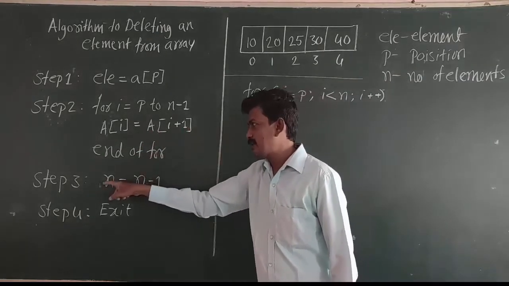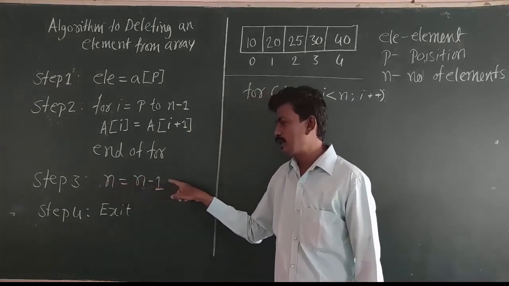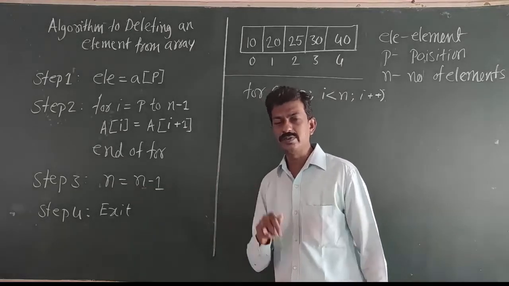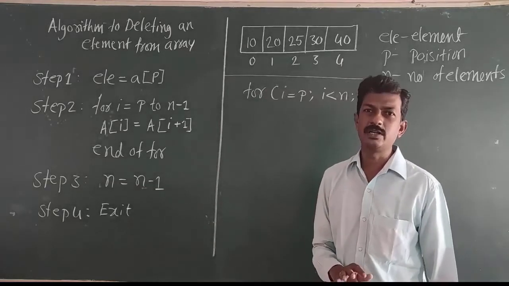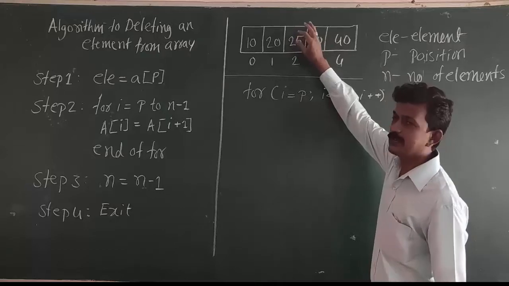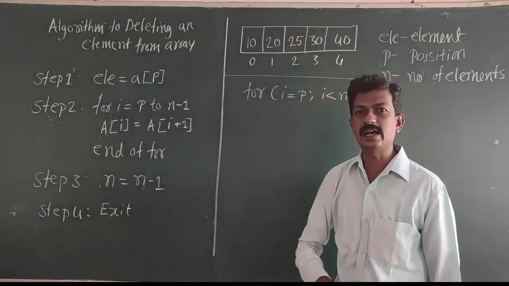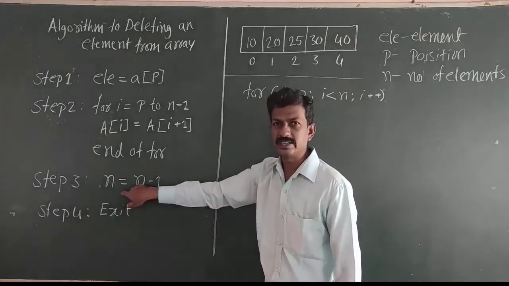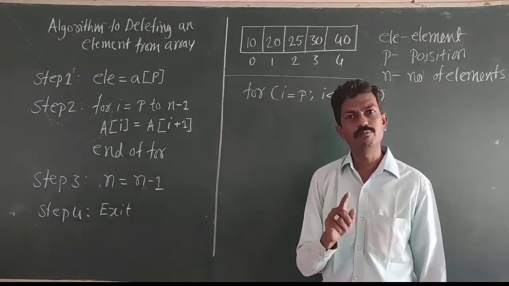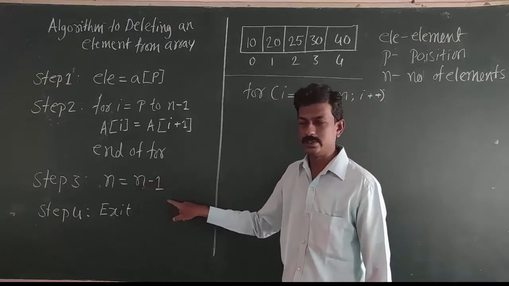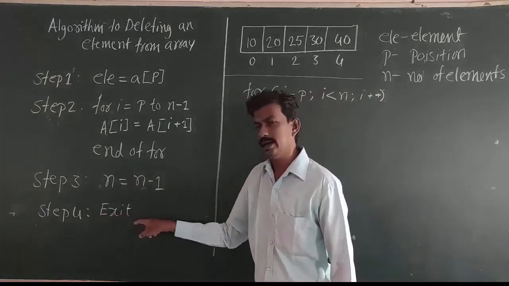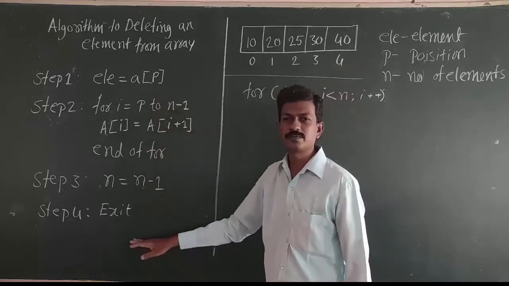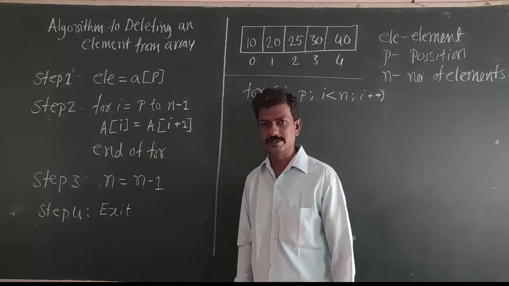Now for step 3, n equal to n minus 1. Previously we had n number of elements. After deleting an element from the given array, we have to decrease the size of the array by 1. For that we have this step, decreasing the size of the array by 1, n equal to n minus 1. The last one is step 4, exit. After performing the deletion operation, we have to come out of the algorithm, that is exit.